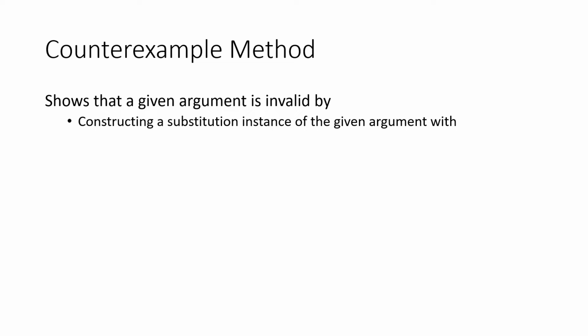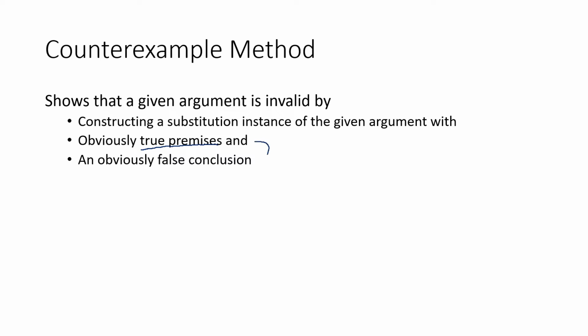This video walks you through two examples for counterexample construction. Now, the counterexample method is just a way of showing that an argument is invalid, that the reasoning used in a given argument is bad. And it does that because when we construct a substitution instance of a given argument, we are reusing the exact same reasoning that the original argument uses, but we are inferring from obviously true premises to an obviously false conclusion.